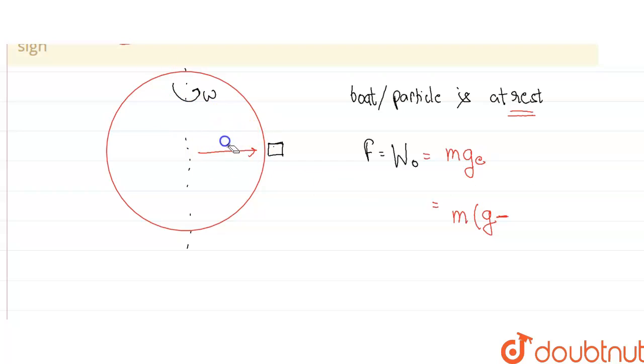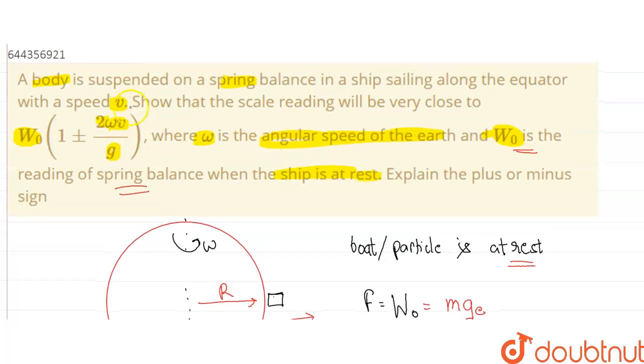Let's say its radius is r as per the given question. Omega square r, the centripetal term, because gravitation g is acting in this direction and centripetal is acting in this direction, so the negative sign comes.